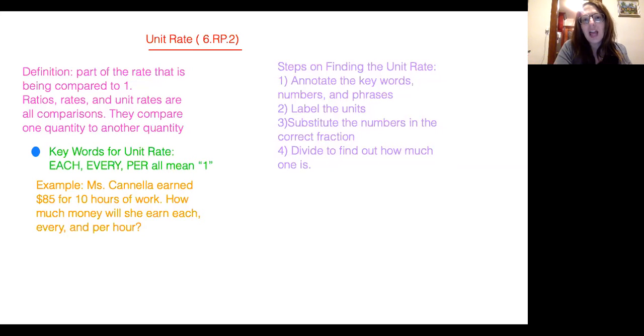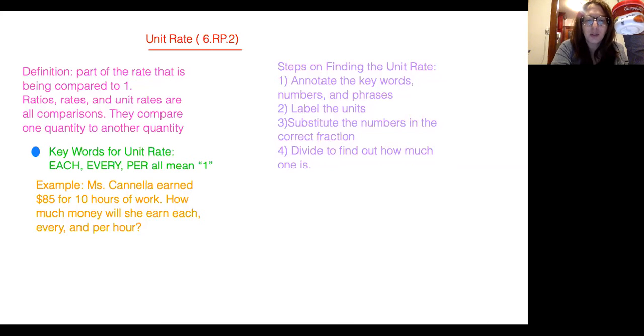Now, there are 4 steps, in purple, on finding the unit rate. First, we're going to annotate the keywords. The second is we're going to label the units. What are the 2 things we're comparing? In this example of the tomato soup, we are comparing the total cost and the ounces. So the cost and the ounces are the 2 units I'm comparing. Then we're going to substitute the numbers in the correct spot of the fraction, whether they're the numerator or the denominator. And then we're going to divide to figure out how much one item costs.